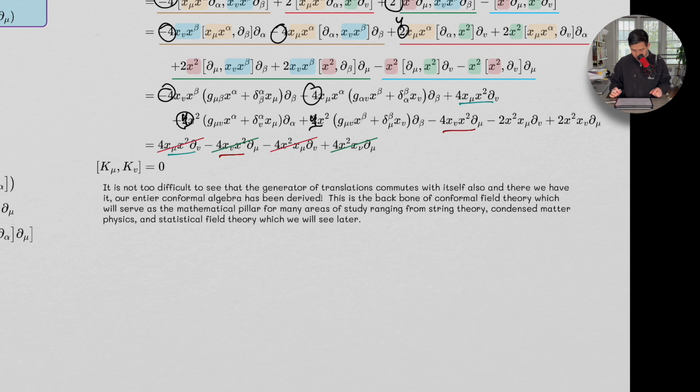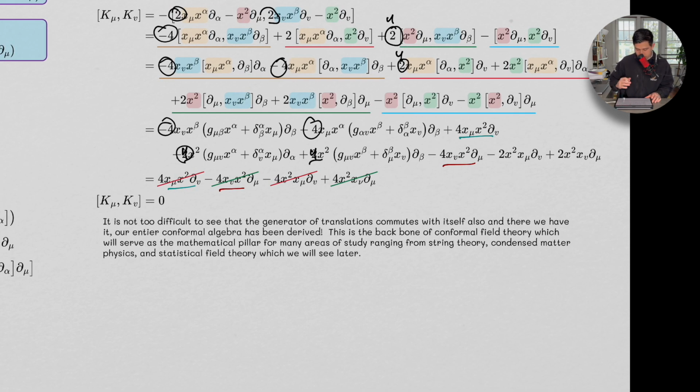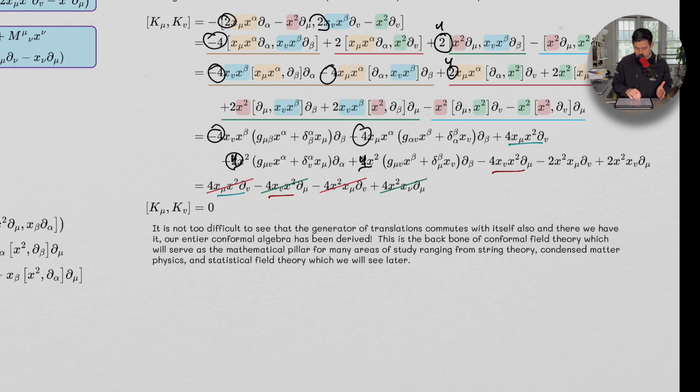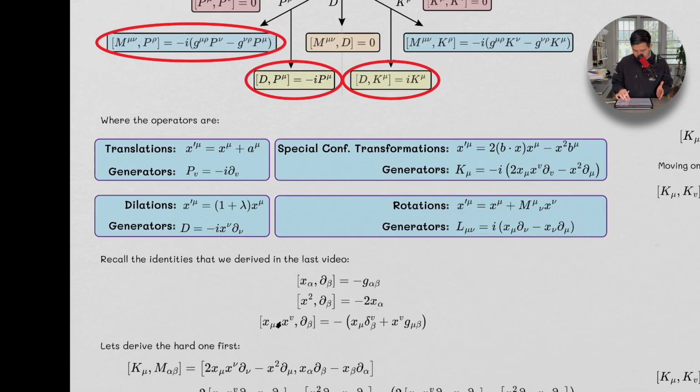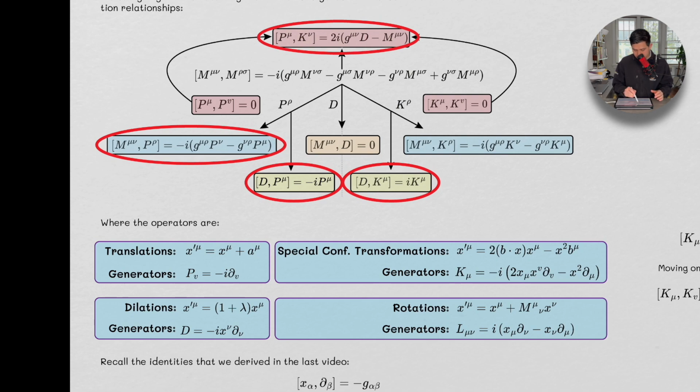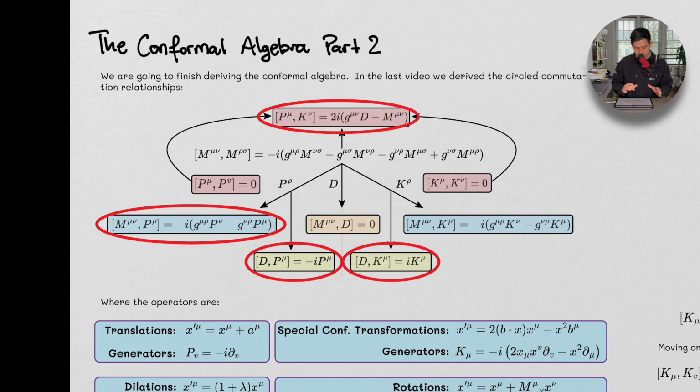So it's not too difficult to see that the generator of the translations commutes with itself. Also that, and so there we have it. This is our entire conformal algebra, and this has been derived now. So we have now derived every single colored term here, and that is our conformal algebra. All right.